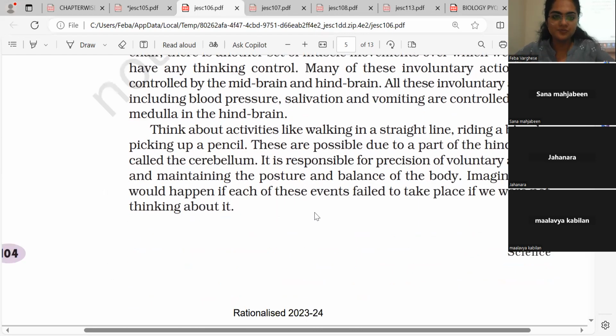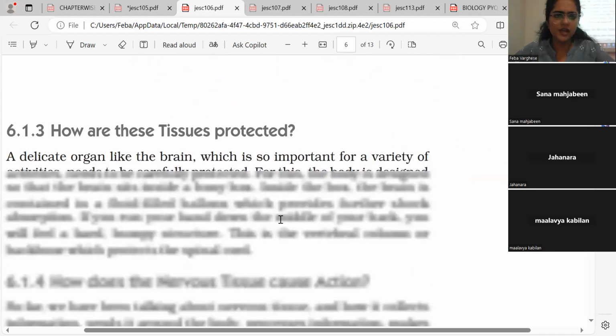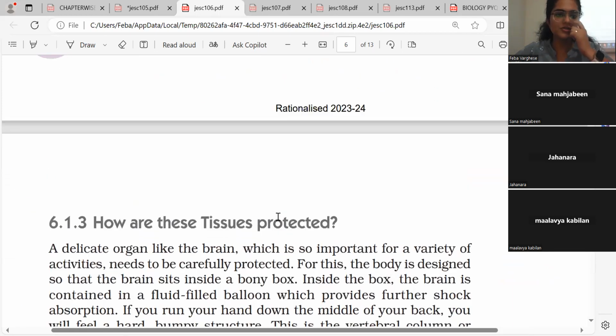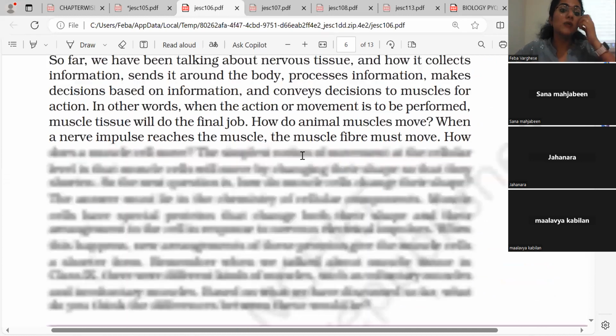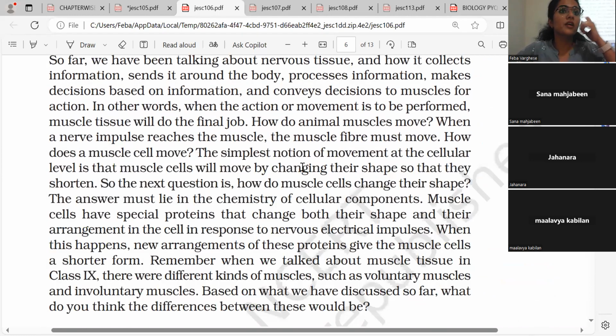Now, all those activities and things are discussed over here. Now, how is the brain protected, guys? There is cerebrospinal fluid. There are layers called meninges.